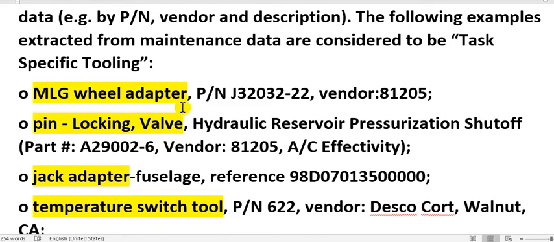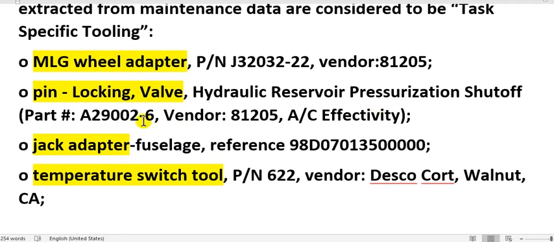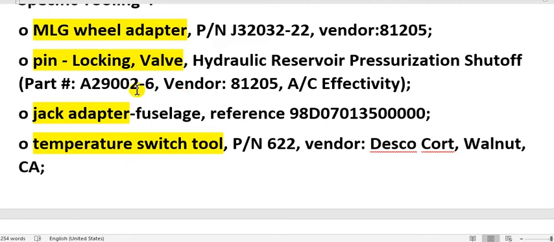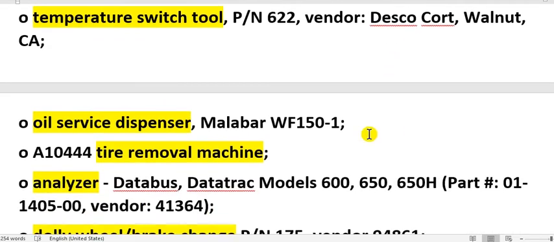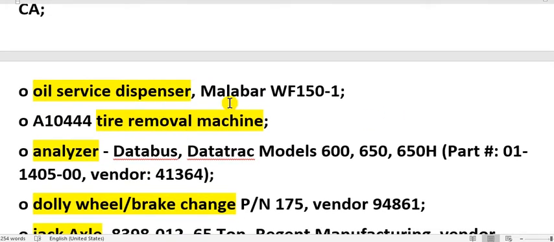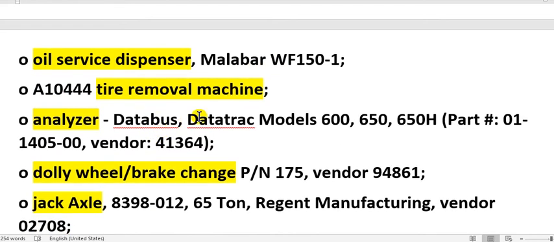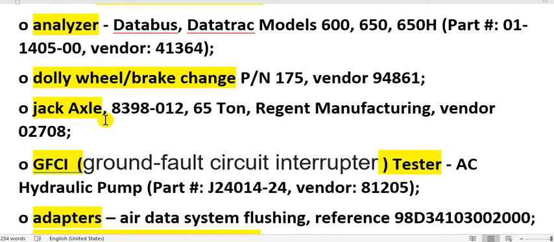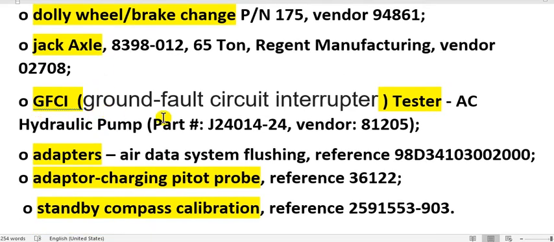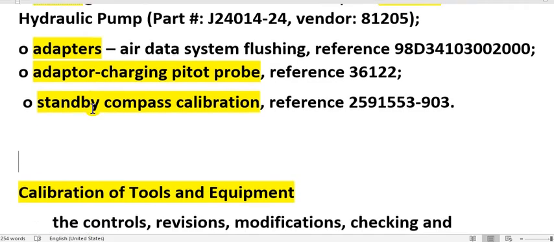Main landing gear wheel adapter. When we want to remove or replace the wheel, the part number is here, and the vendor. Bin locking valve also has a part number. Jack adapter, fuselage reference here. Temperature switch tool, part number. Oil service dispenser here. Tire removal machine, analyzer, dolly wheel brake change, jack axle, ground fault circuit interrupter tester, adapters, and so on.